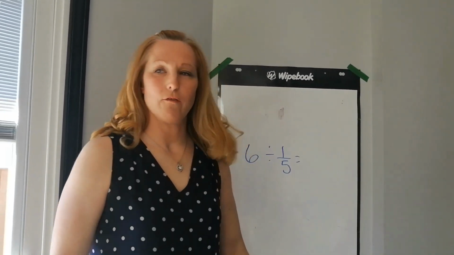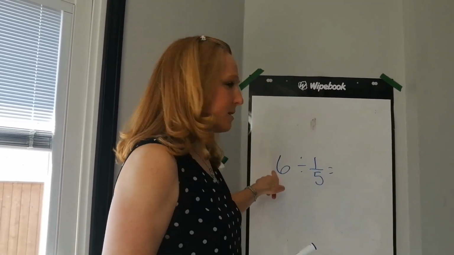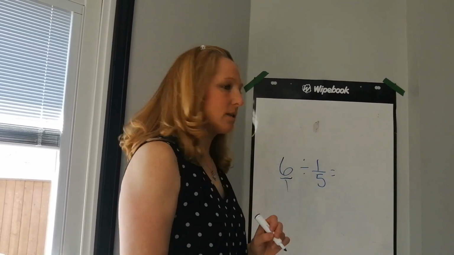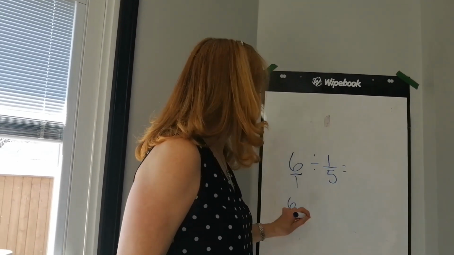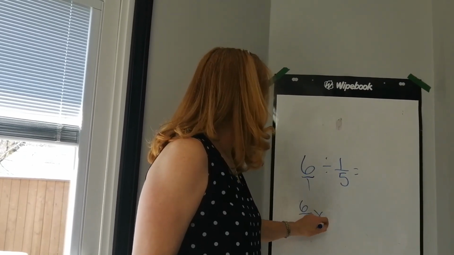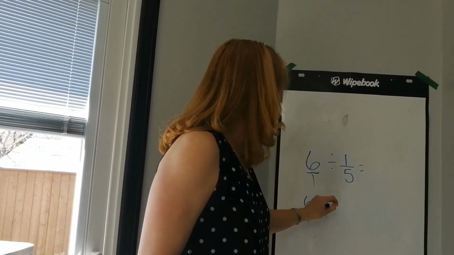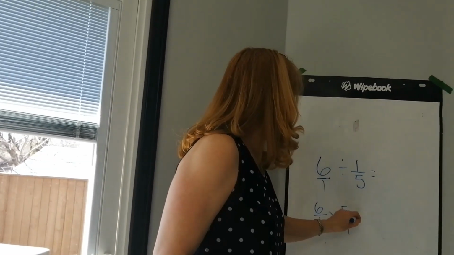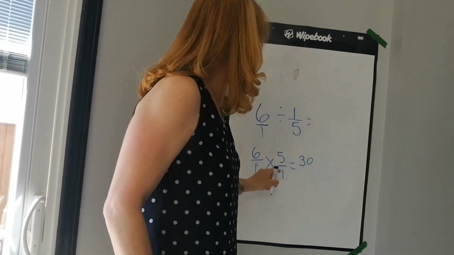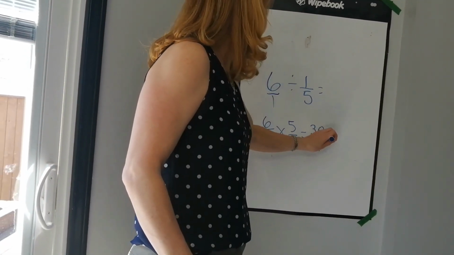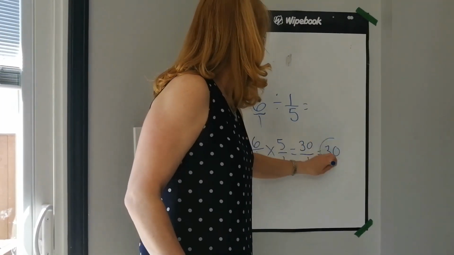Last example I'm going to give you today, 6 divided by 1/5. So I'm trying to figure out how many 1/5 pieces would there be in 6 wholes. 6 is 6/1. So I'm going to keep the first fraction the same, switch the sign, flip the second fraction. 6 times 5 is 30. 1 times 1 is 1. My answer is 30.